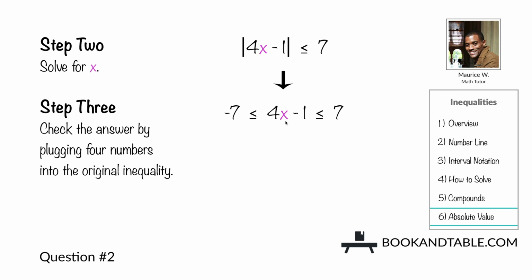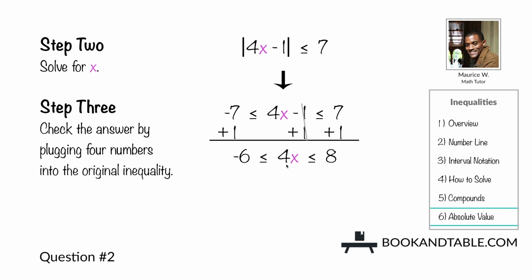And now step 2, we can solve for x. So we'll begin by adding 1 to all 3 terms. On the left side, that gives us negative 7 plus 1, which is negative 6. In the middle, we have 4x. And on the right side, we have 7 plus 1, which is 8.